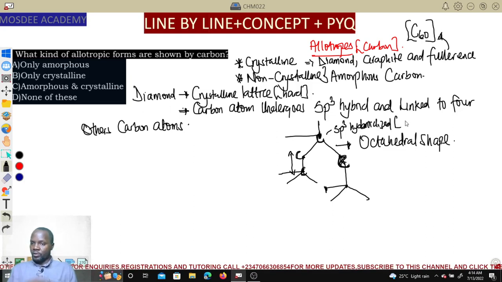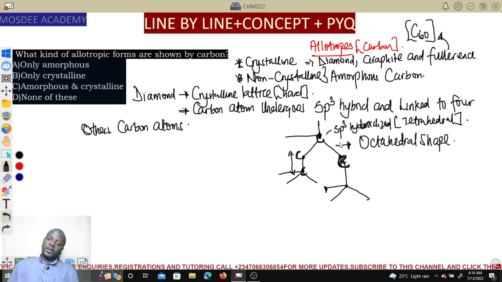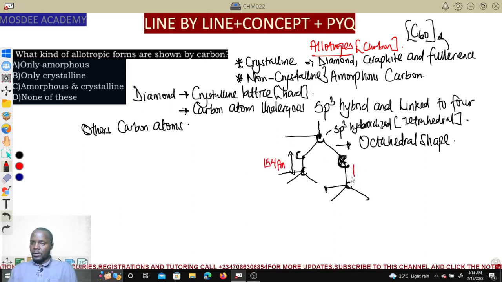Because of that, you know the shape of sp3 as tetrahedra. So keep that in mind. It's very important. My point is the length between the first carbon and the next carbon atom is said to be 154. The carbon-carbon length is 154 picometer. We write picometer as PM. So that is the carbon length in the molecule of diamond.